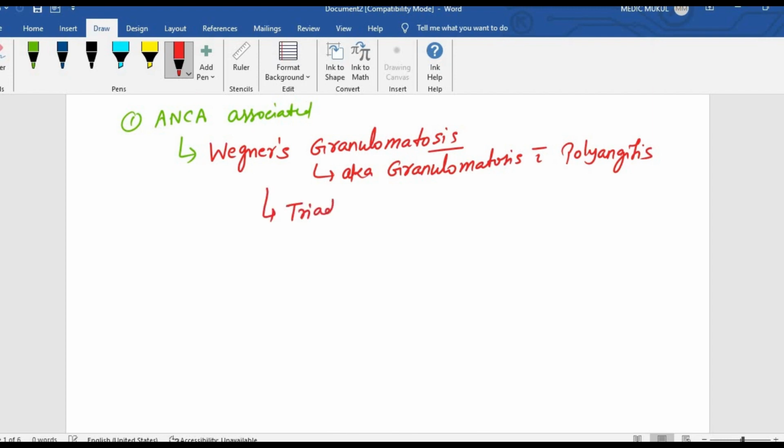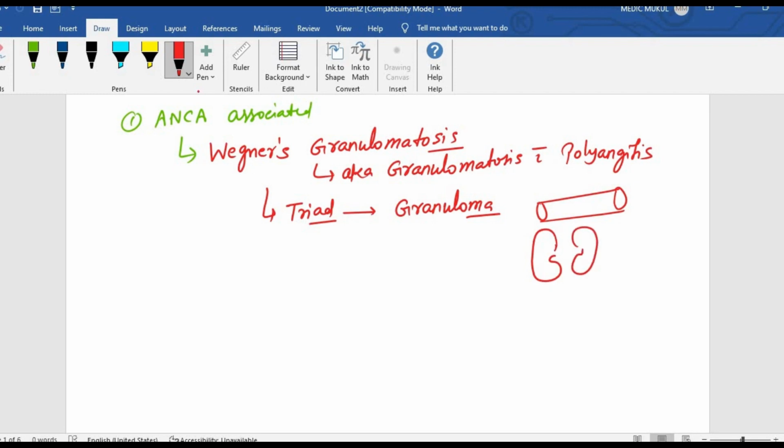Which triad will we be able to see? The triad of granuloma. We will see granuloma in the blood vessels, in the kidney, and in the lungs. Just for your understanding, these are the lungs, then the kidney, and we have the blood vessels. So this granuloma we will be able to see in the blood vessels, in the kidney, and in the lungs.